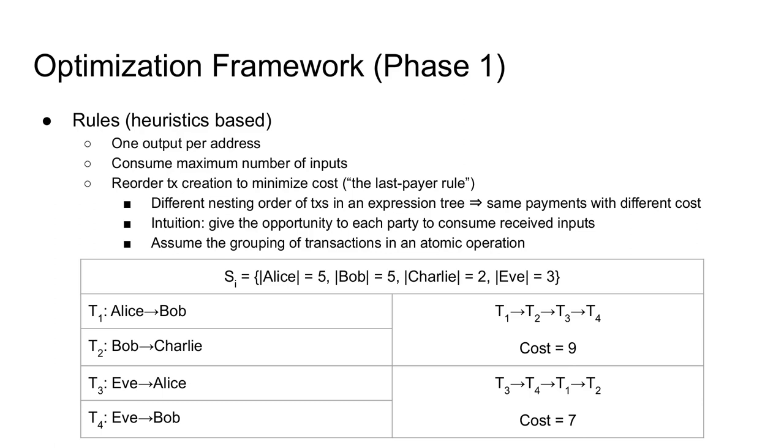So here, if we perform the transactions in the first order, 1, 2, 3, 4, then the cost would be 9. Even if we follow the heuristic rules like consuming as many inputs as you can, you necessarily end up with this cost because of who pays whom and which transaction is performed first. If we reorder the transactions, then we could actually reduce the cost of the state by 2.